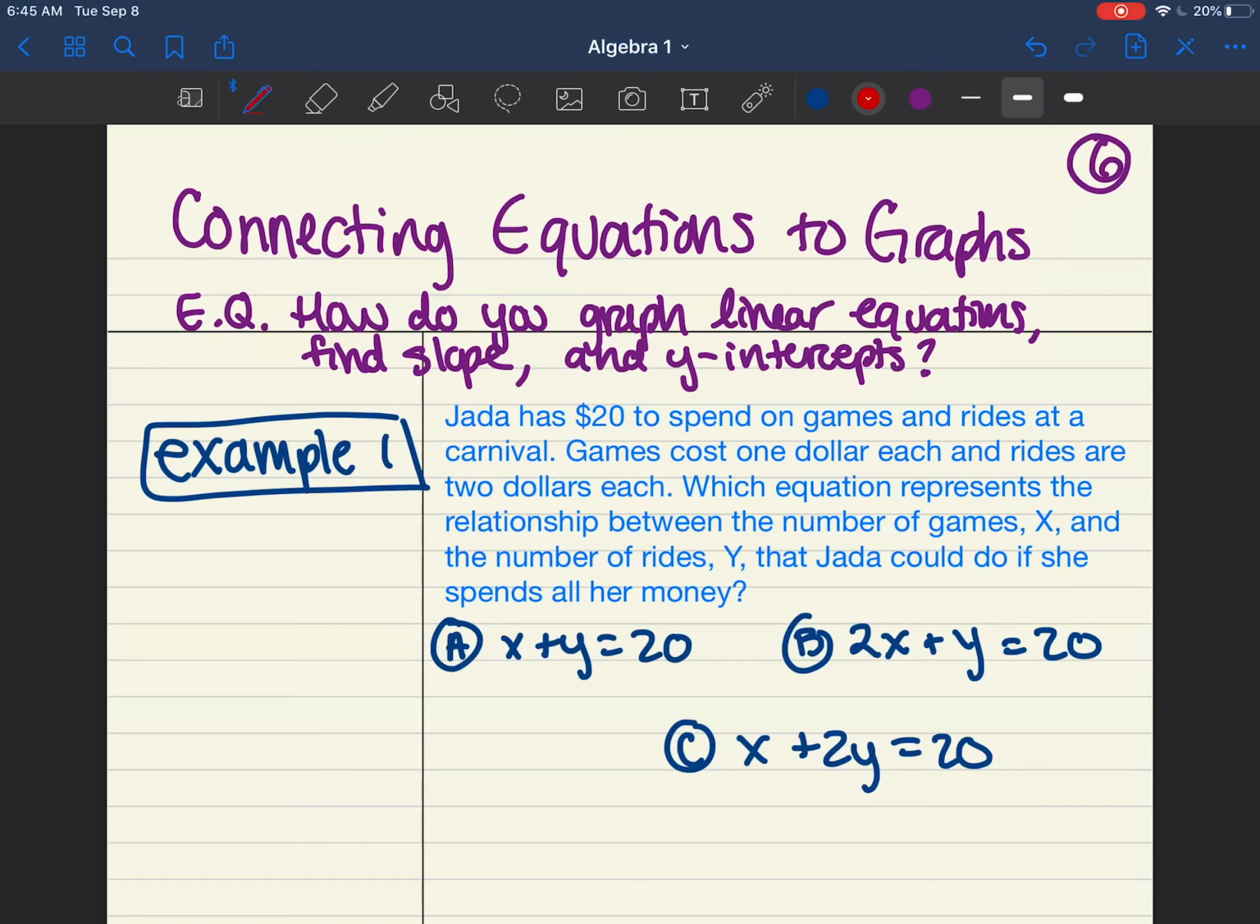Jada has $20 to spend on games and rides. So we've got two items going on here at the carnival. Games cost $1 each, and rides are $2 each. Which equation represents this relationship between the number of games, x, and the number of rides, y, that Jada could do if she spends all her money?